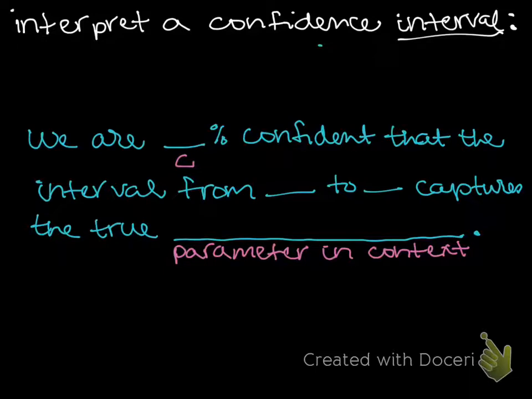So, this is how we're going to interpret a confidence interval. Please do not try to get creative with this. Please put a star by this and interpret it exactly the way that I've written it here, because this is how the AP test wants you to interpret it. Okay? The next thing we're going to look at is interpreting a confidence level.